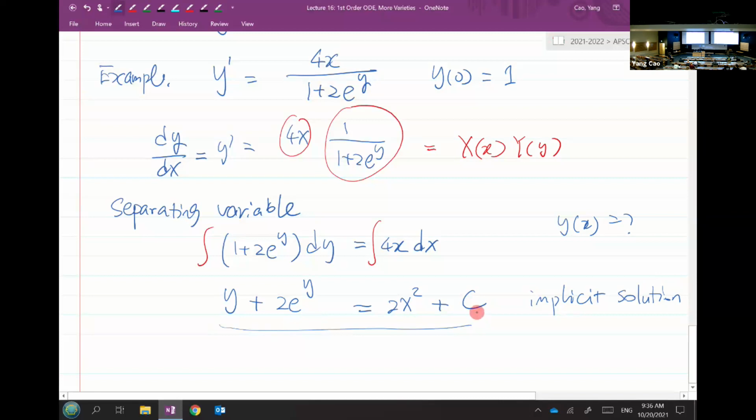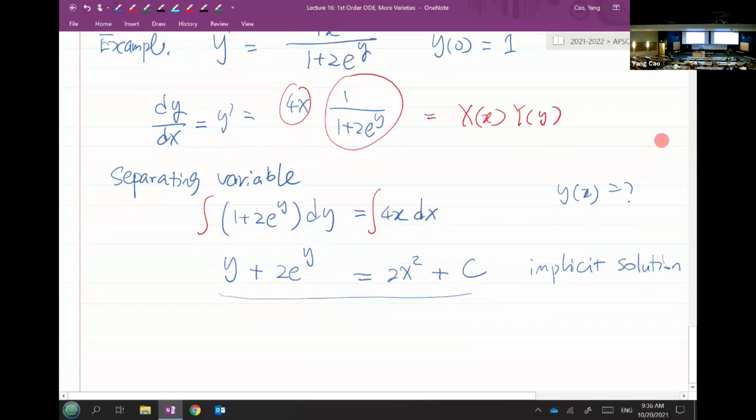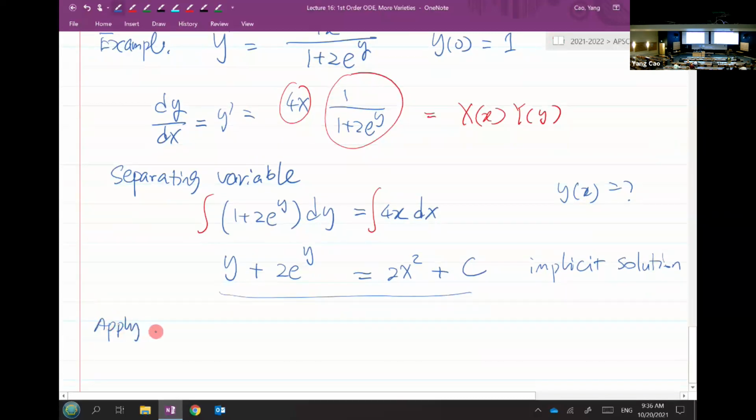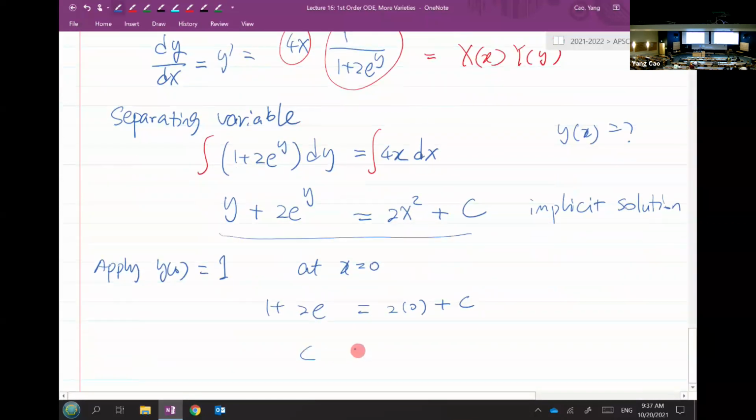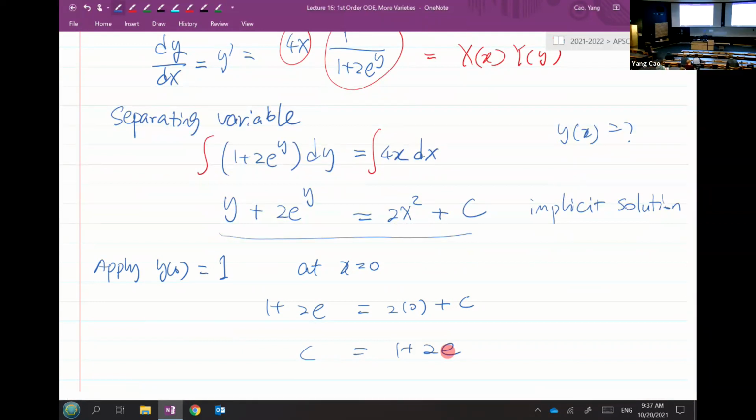However, we do need to solve for the constant c using the initial condition here. So apply the initial condition. At y of 0, that is x equal to 0, you get y equal to 1. So 1 plus 2e to the power 1 equals 2 times 0 plus c. So c equals 1 plus 2e. Finally, plugging c back into the implicit solution, that's basically everything you could do for that particular question.